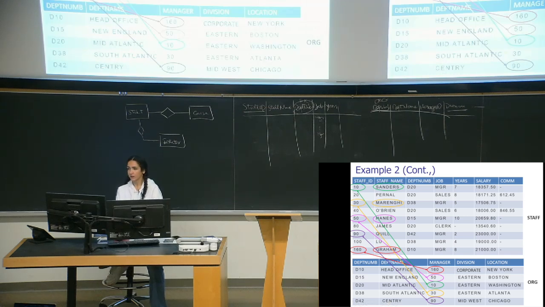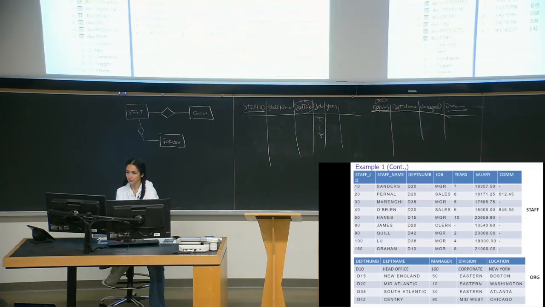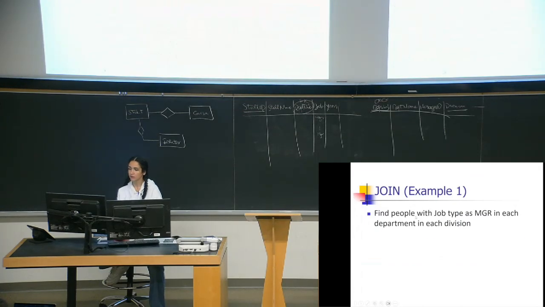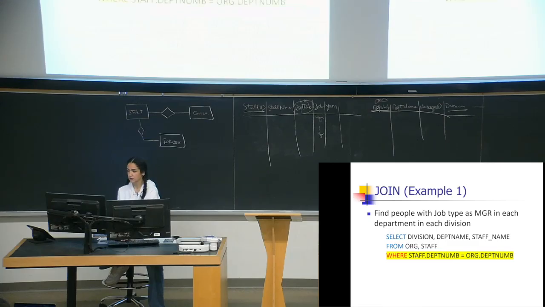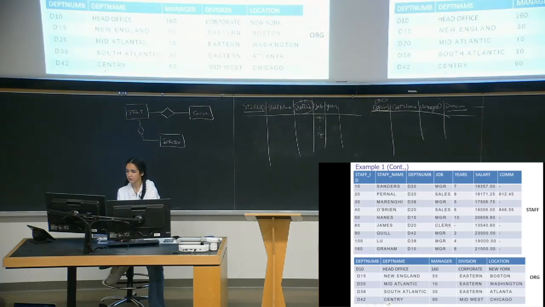Whereas you want to find all of them, right? You also want to get new, because this is also a manager. But the other question, example 1 here, asks to find the employees with job type as manager. Job type as manager includes 5 employees, right? And you want to find them in each department, so you are joining them using the department number, right? Like this, finding people with this job type in each department.